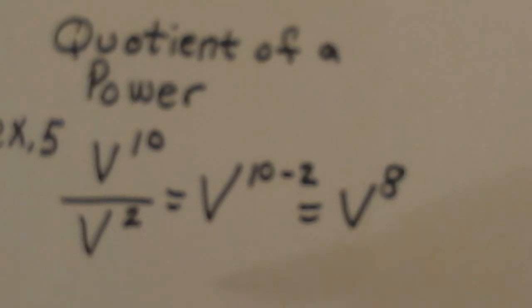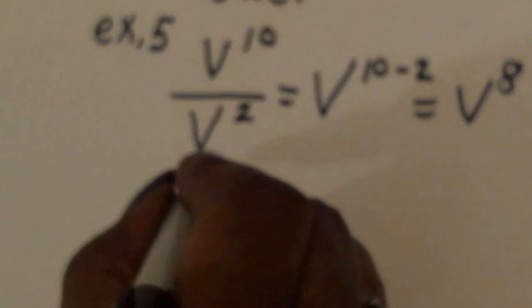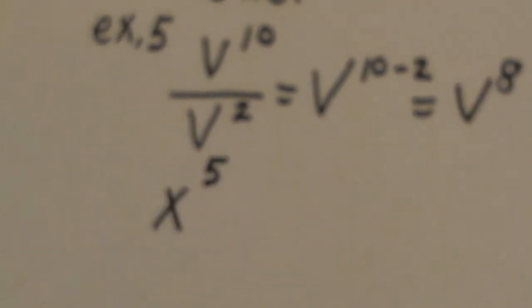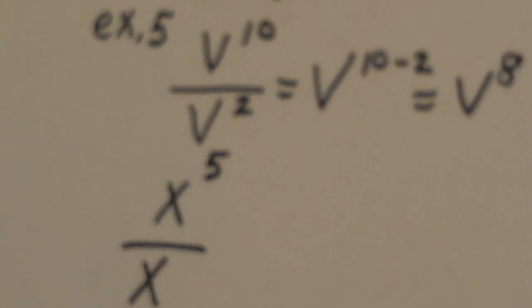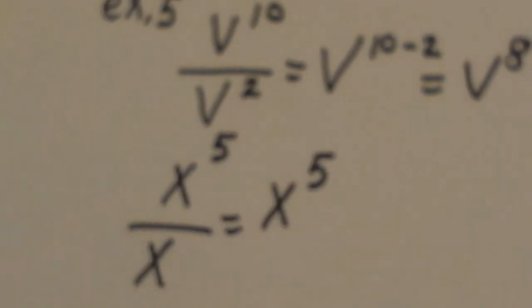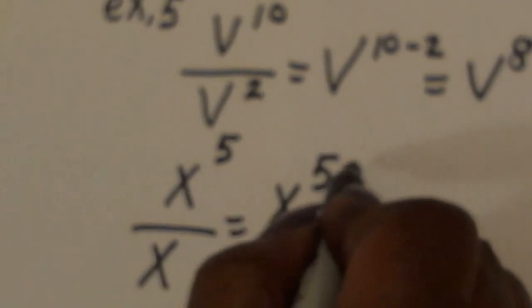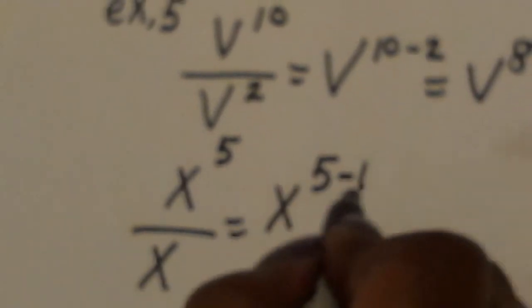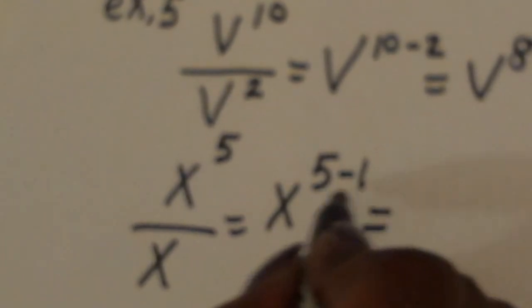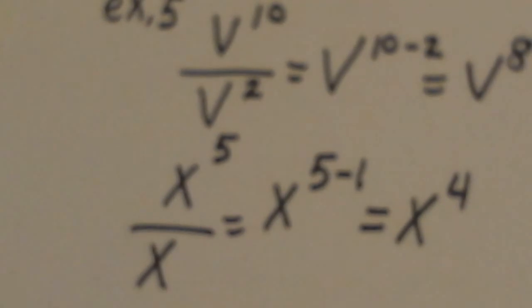Another example, I have x to the 5th power divided by x. All you have to do is subtract the powers. So I have x to the 5th power. And since this is just x, we're going to assume that the power is 1. So minus 1. 5 minus 1 is 4. So the answer is x to the 4th power.